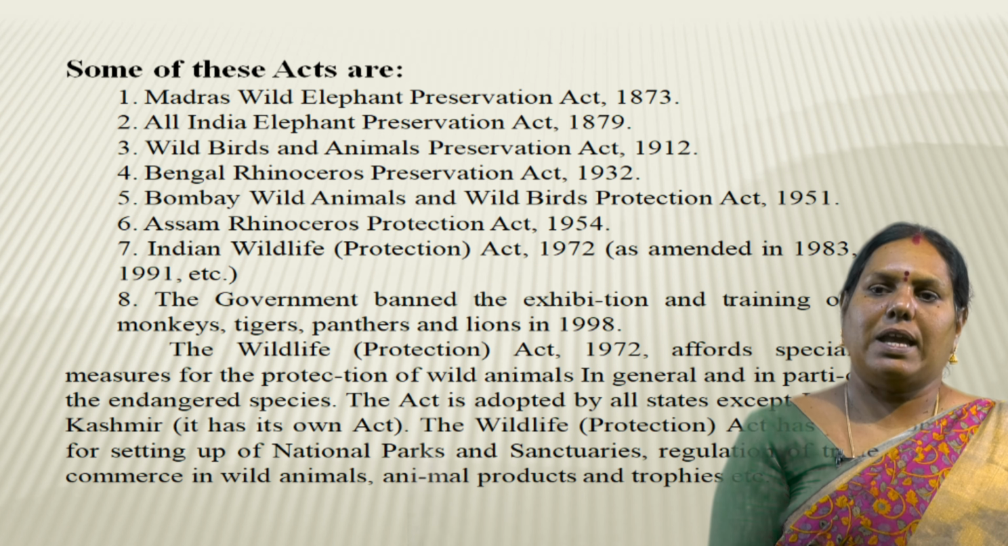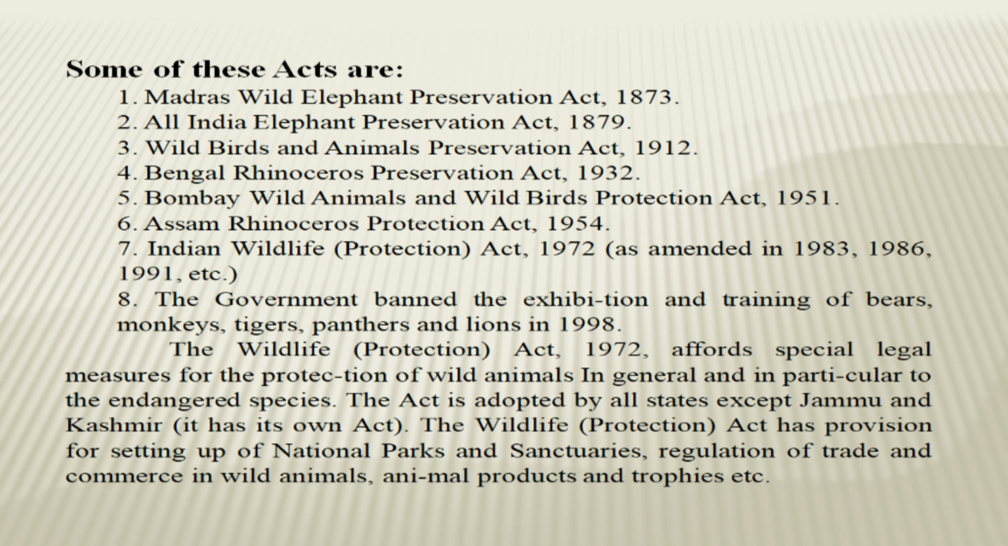The Wildlife Protection Act 1972 affords special legal measures for the protection of wild animals in general and, in particular, of endangered species. The act is adopted by all the states except Jammu and Kashmir, so it has its own act. The Wildlife Protection Act has provision for setting up national parks and sanctuaries, then regulation of trade and commerce in wild animals, animal products and trophies, etc.